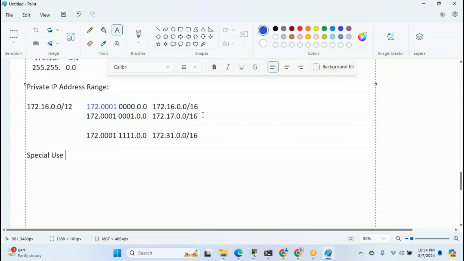Special use address: 169.254.0.0. This is the network, a /16, which is reserved for DHCP clients, and this address is also called APIPA, automatically assigned private IP address. This address can only be used to communicate with the DHCP server. Other than this, this IP address cannot be used for any other communication.